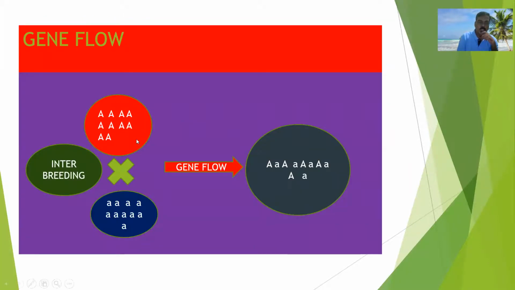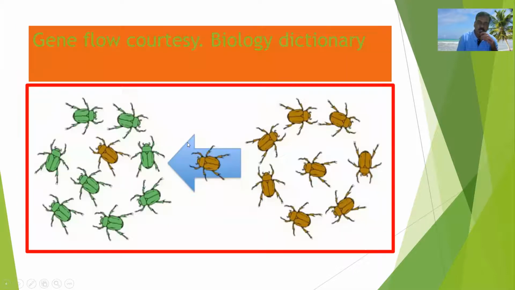Here you can see there are two populations, population A and population B. They go for interbreeding. Due to gene flow, there is a mixing and reshuffling of genes in population C. This is called gene flow.